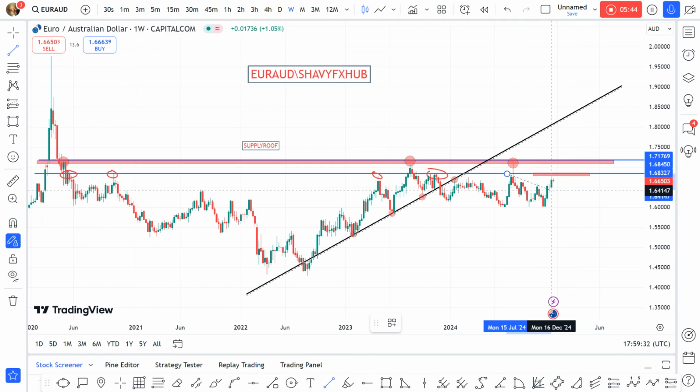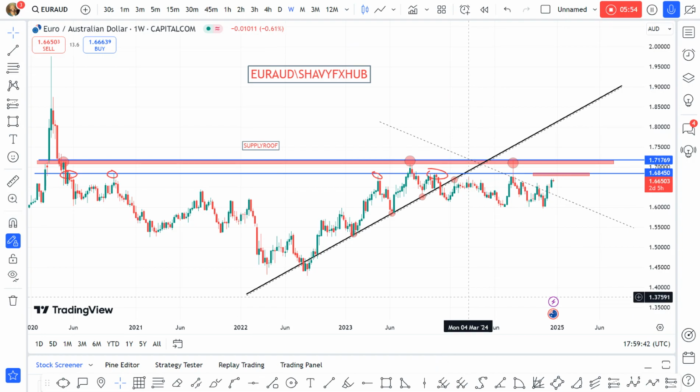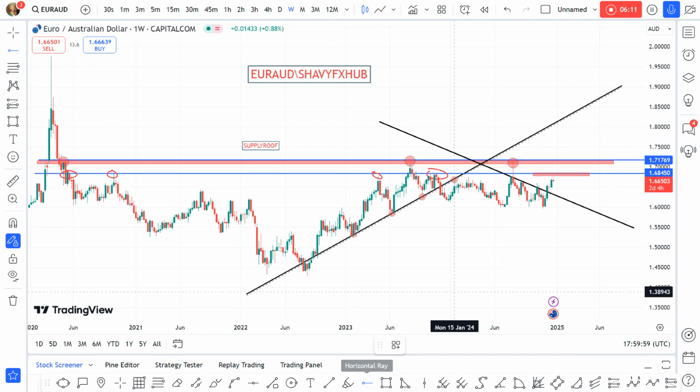From here, we'll have a breakout from a descending trend line. A weekly descending trend line successfully broken and retested. I want to extend the line for clarity and educational purposes, where we see a clean break of structure from a descending trend line. Respected, we have here supply roof, supply roof, supply roof, break of a supply roof, retest candle, and upswing.